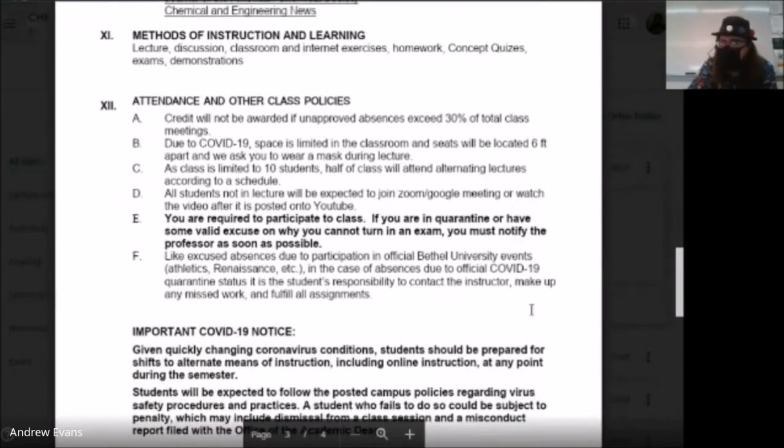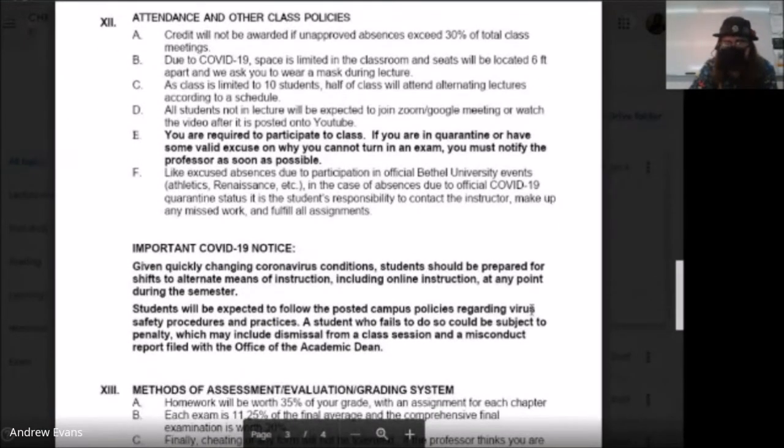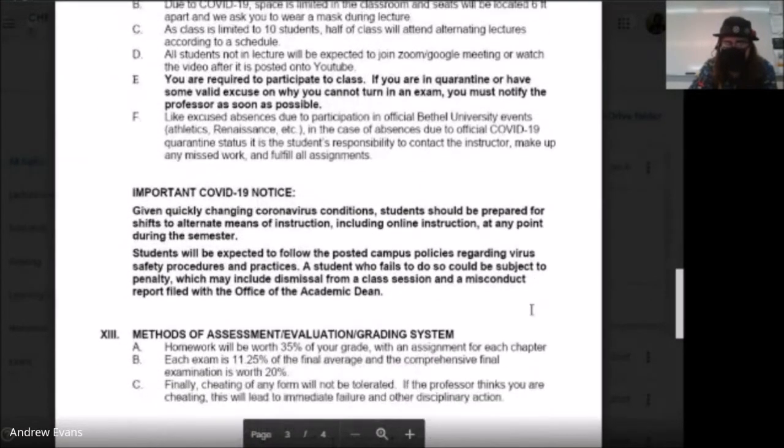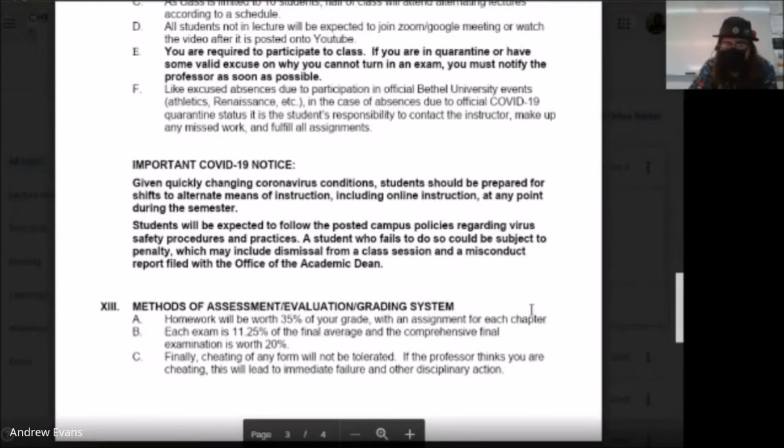obviously, if you can't make it to class due to quarantine or sports, try to Google Meet in. If you can't Google Meet in, try to watch on YouTube, so you at least get the general lecture. Obviously, you can probably follow along reasonably well with the notes, but just a little bit extra there to try to help you.